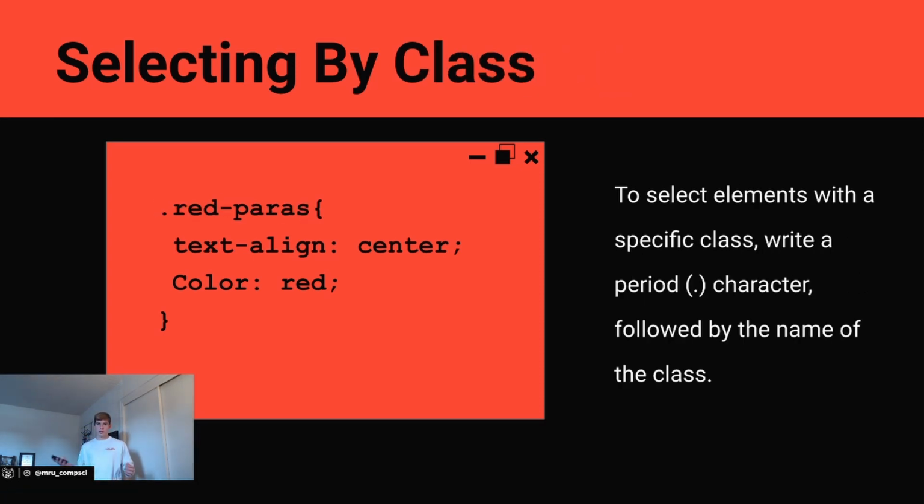Next up, we have selecting by class. To select elements with a specific class, you put a period, followed by the name of the class. The name of the class should have some meaning. You shouldn't just do .class1, .class2. It should indicate what you're changing. Maybe you don't want to put red para, maybe you want to put dot important para or important paragraphs, right?